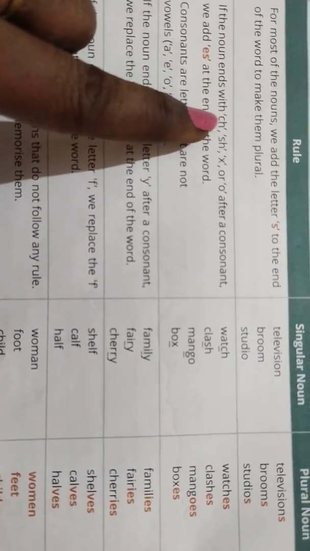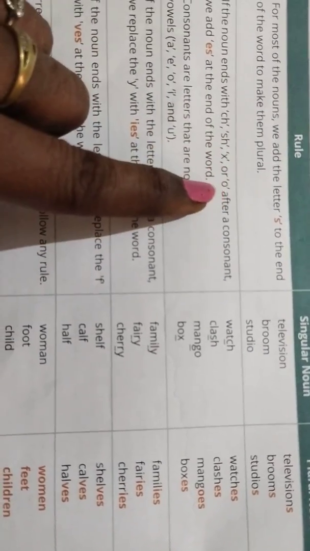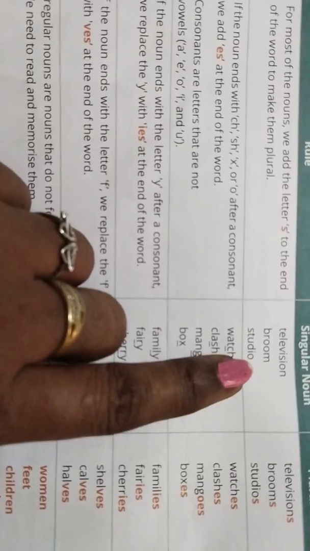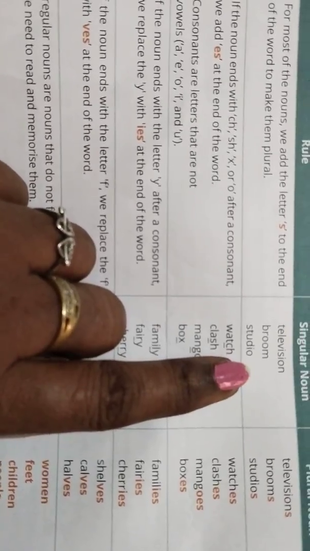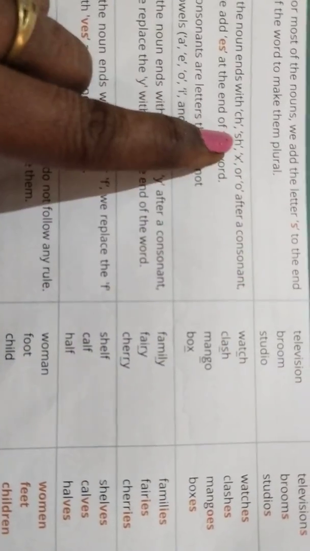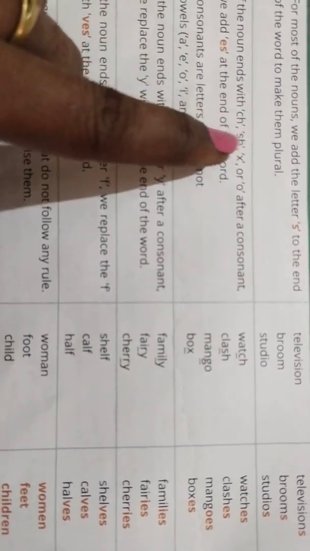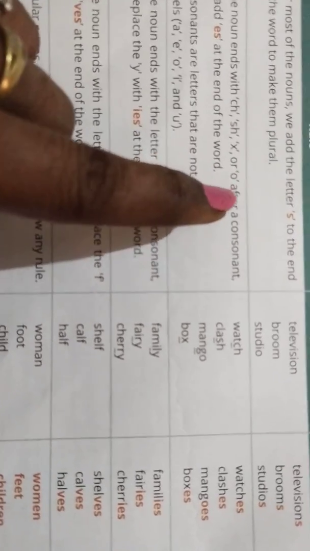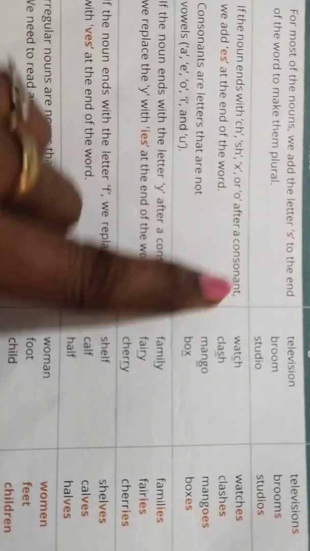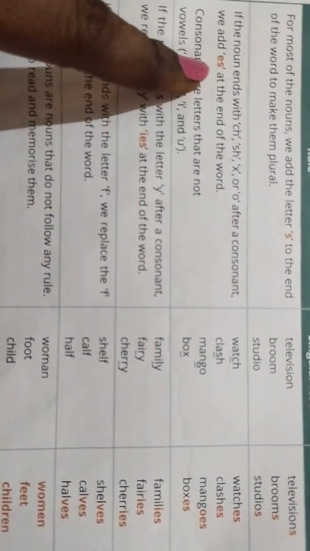But here they are saying if the noun ends with ch, sh or x or o, we need to add es to it. So what is the difference between this? So here you need to add es, right? Then why have they given s alone? There is a rule to follow. Here, after the letters ch, sh and x or o, if it comes after a consonant, we add es to the end of the word.